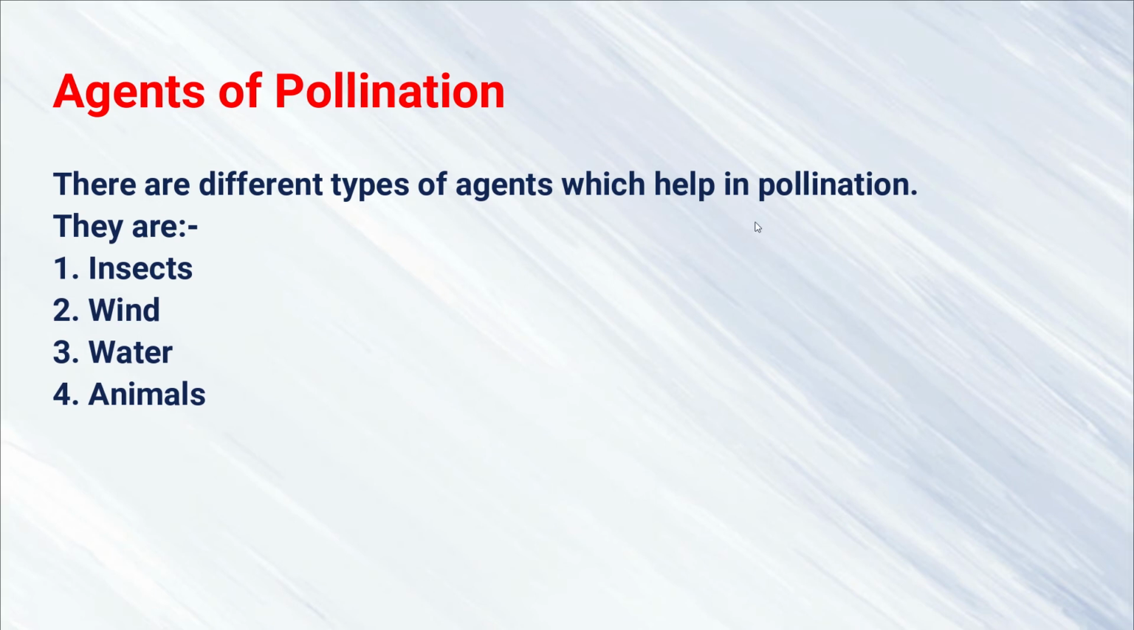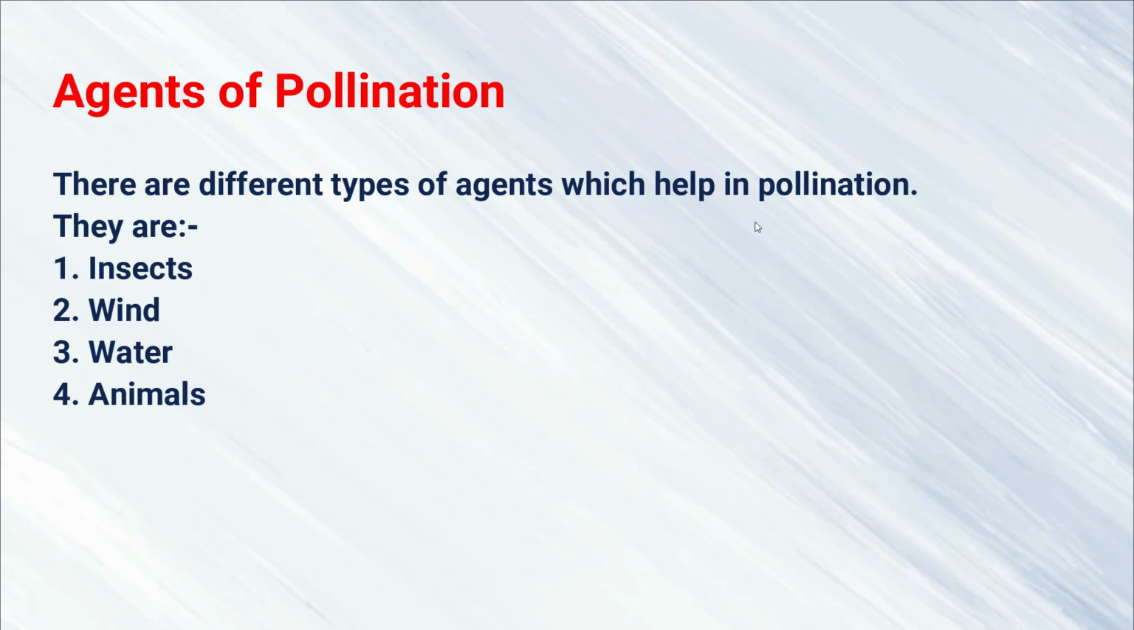What are the agents of pollination? There are different types of agents which help in pollination. They are insects, wind, water, and animals. Insects, wind, water, and animals are the agents of pollination.